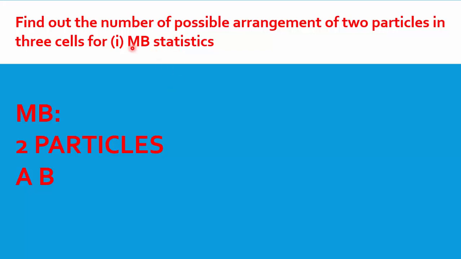So in this case, when you are dealing with Maxwell-Boltzmann statistics, as we have done in lecture 1, Maxwell-Boltzmann statistics deals with distinguishable particles. So the two particles that we have in the problem, I name them A and B. The first particle is A and the second particle is B. Why are they named differently? Because they are distinguishable. You have to distinguish these particles.